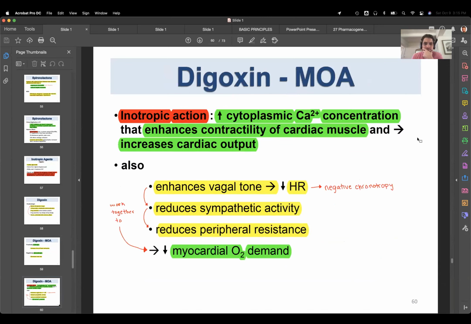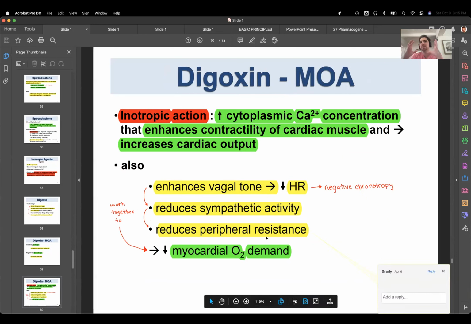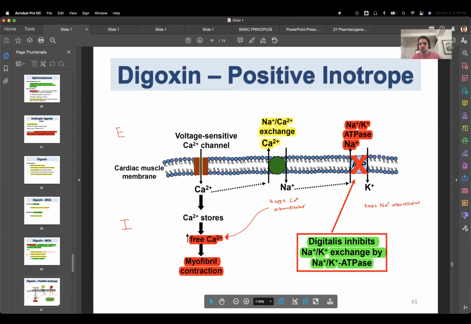And it works. You see that here. So by doing that, working together to have less heart contraction, but when it does contract, it contracts stronger. That process will help to decrease myocardial oxygen demand, okay? And this is how it works.